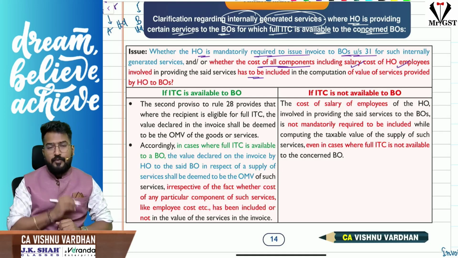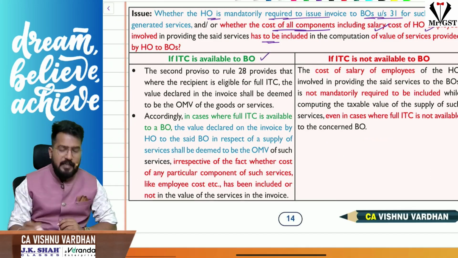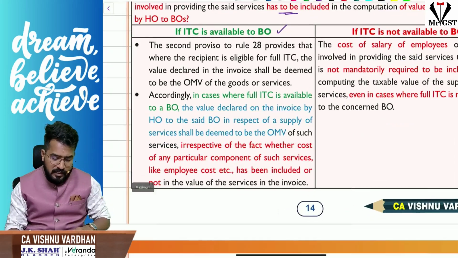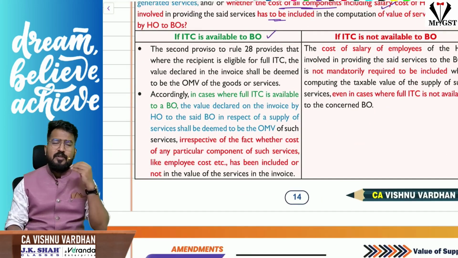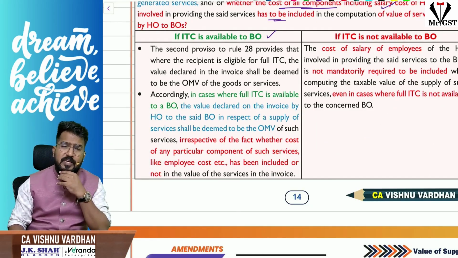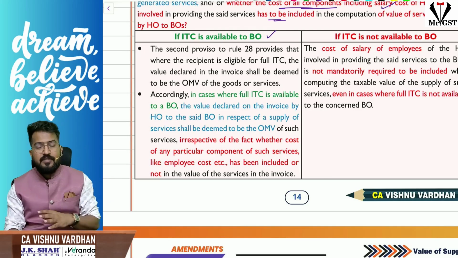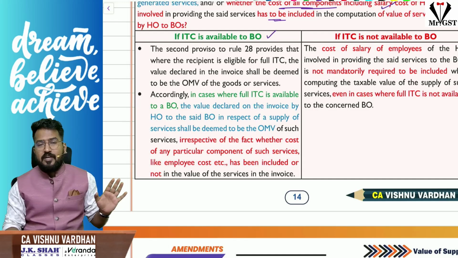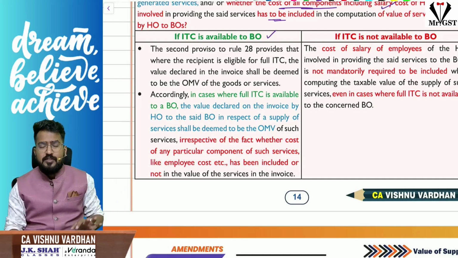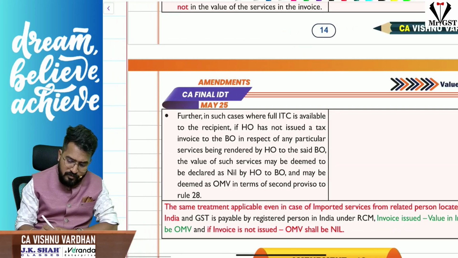Is it to be included? Then the department has clarified, sir, if 100% ITC is available, whatever is declared as the value in the invoice, that itself will be taken as the open market value. So you need not worry about adding the cost of the head office employees into this, all the stuff. So not required. And if the invoice itself is not raised, then the open market value will be treated as what?